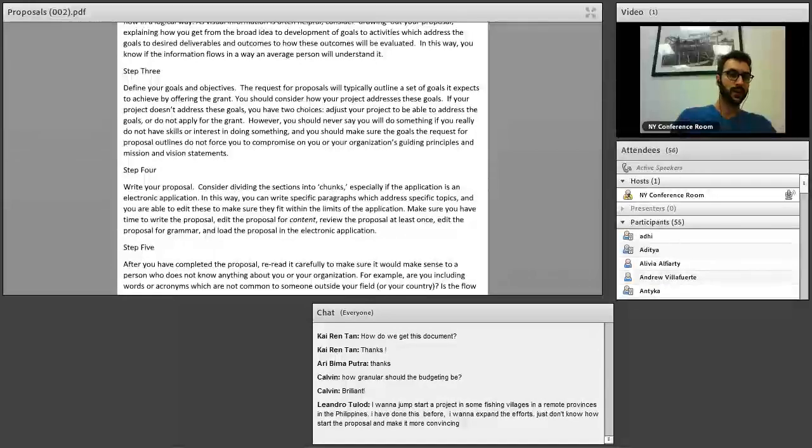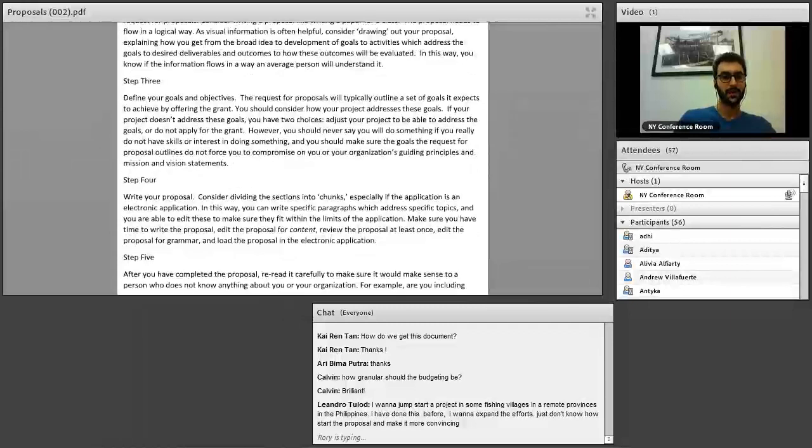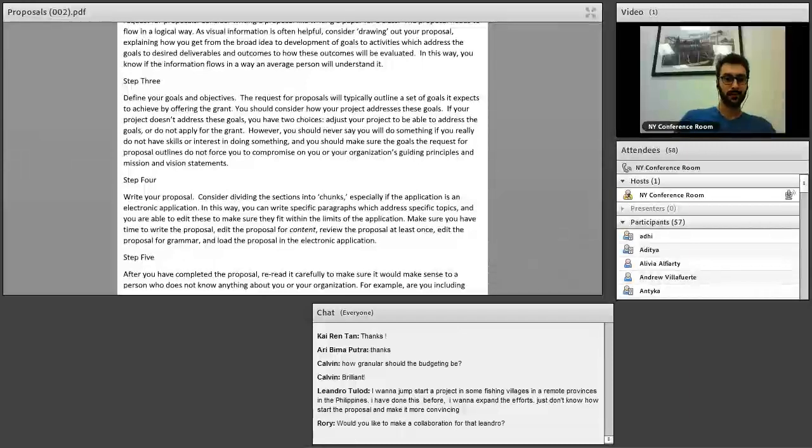Step 3. Once you define your goals and objectives, the RFP, or request for proposals, will typically outline a set of goals it expects you to achieve by offering the grant. We'll get into this for YSEALI Seeds for the Future very shortly, once we get onto the website and go over the FAQs. But make sure you address these goals. If your project doesn't meet these goals right now, you have to adjust your proposal. Otherwise, you're not going to get selected.